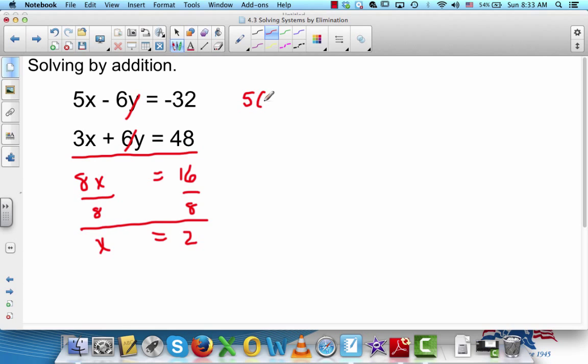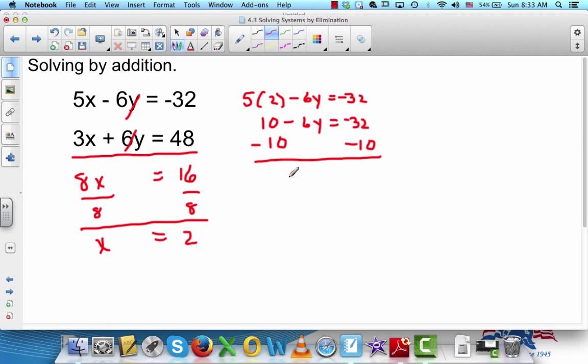We've got 5, and instead of x, we're going to put 2, minus 6y equals negative 32. We multiply the 5 times the 2, and we get 10 minus the 6y equals negative 32. We subtract 10 on both sides, and that gives us negative 6y equals negative 42. We divide by negative 6 on both sides, and that gives us y equals 7.